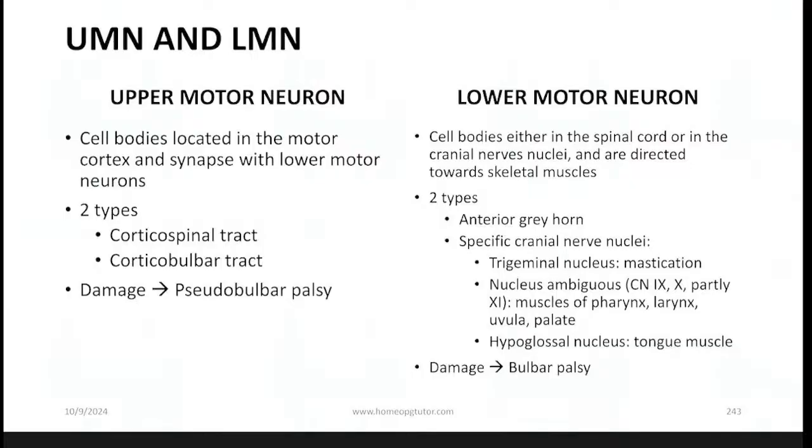The upper motor neuron, okay, we have two kinds of tracts. One is the corticospinal tract and the other one is the corticobulbar tract. Corticospinal and corticobulbar. Whereas the lower motor neuron, again we have two types. We have anterior, it is dealing with the anterior gray horn, and some specific cranial nuclei are also there.